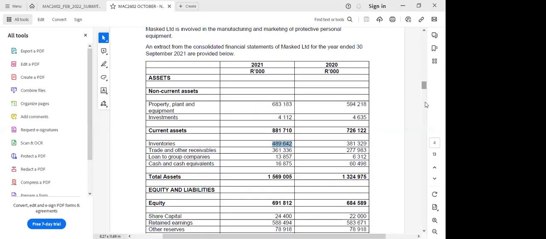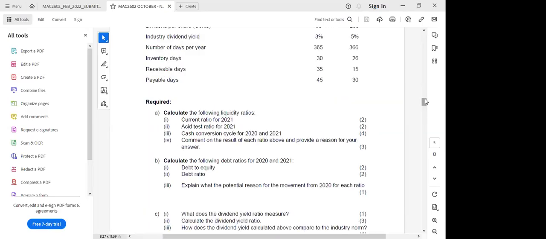So that means you can see that the current assets, if we take out inventory, cannot cover the current liabilities. So there is a heavy reliance on the inventory in terms of covering the short-term debts.